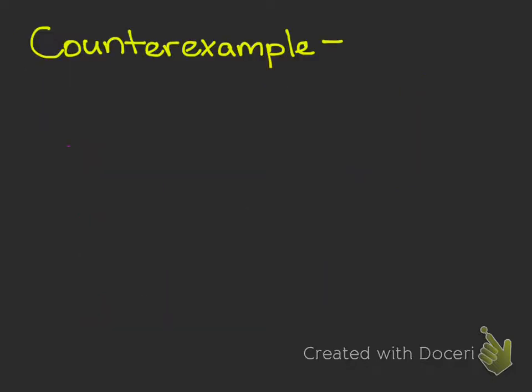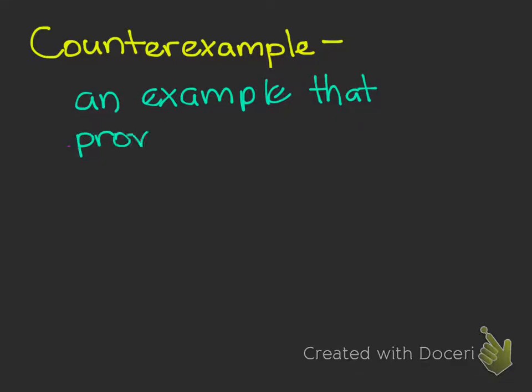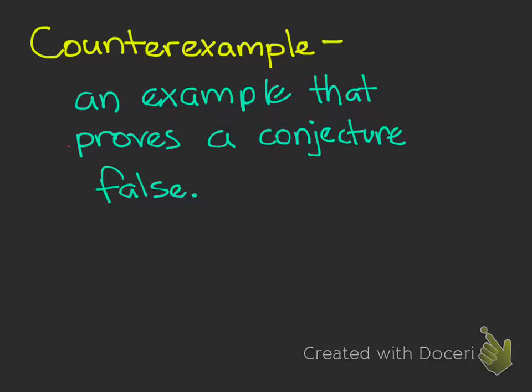All right, the next thing we're going to look at is a counterexample. A counterexample is an example that proves a conjecture false. An example that proves a conjecture false. Okay, so say somebody makes a conjecture about something, but you instantly are like, wait, no, because this isn't so. So that's a counterexample. That's proving something false.